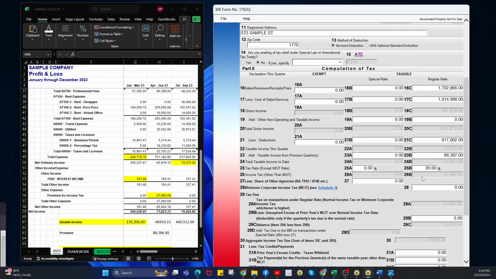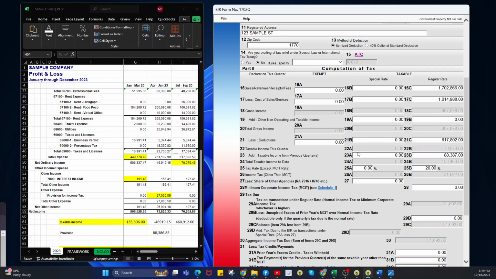Kasi hindi naman nag-increase yung taxable income niya, hindi naging 5 million. And with this one, ang asset naman niya hindi rin nag-100 million. Rather, ang taxable income niya hindi naging 5 million. Tapos, ang total assets naman niya hindi nag-exceed ng 100 million.